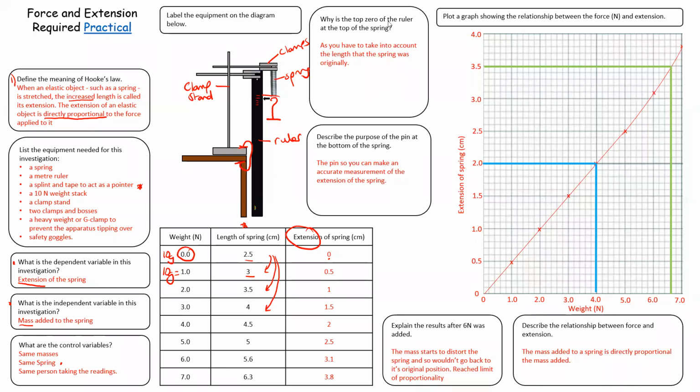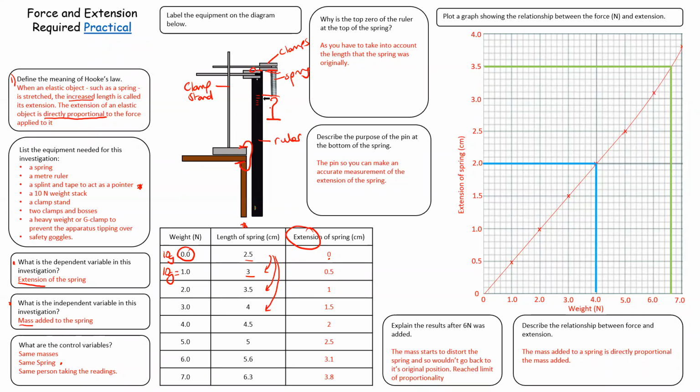Why is the top 0 of the ruler at the top of the spring? Oh, right, yes. Your ruler should be, can you see? Actually, there's one thing to refer to. The top of the spring here should be at the 0 for the ruler.